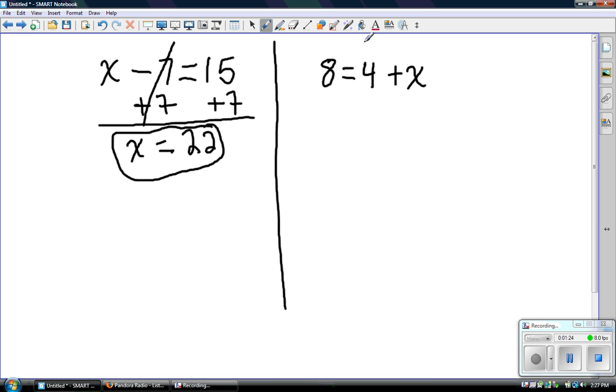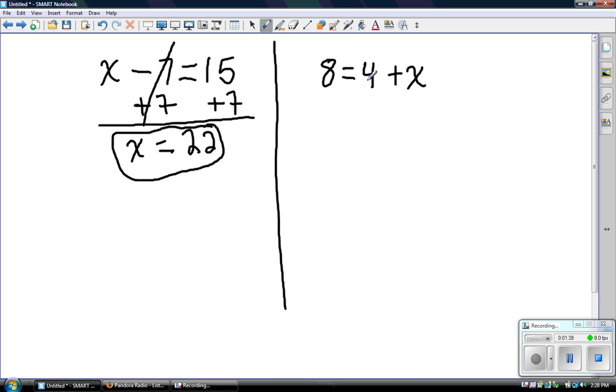Okay, now that you've tried the second equation, we're going to look at it together. It's 8 equals 4 plus x. So this equation looks like it's set up differently, but it's the exact same type of procedure. Our goal again is to get x by itself. So what do we need to get rid of?